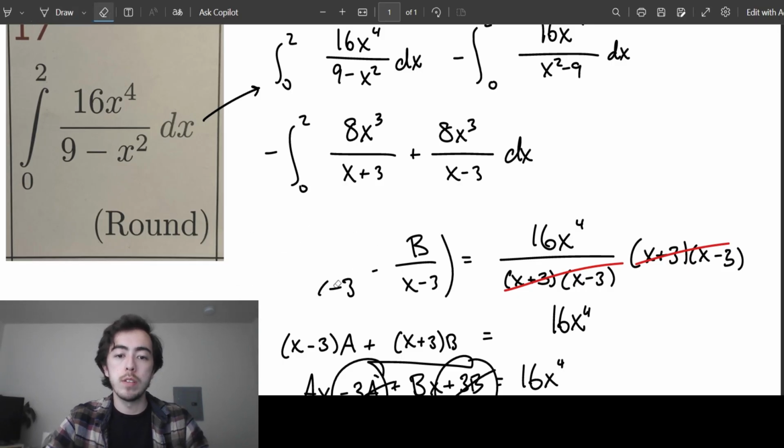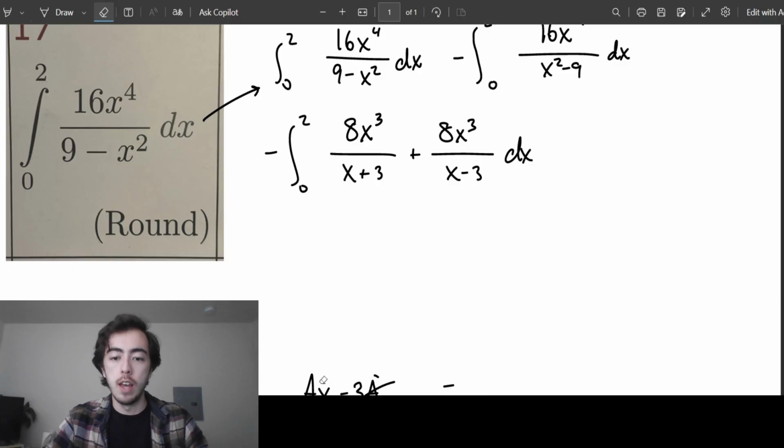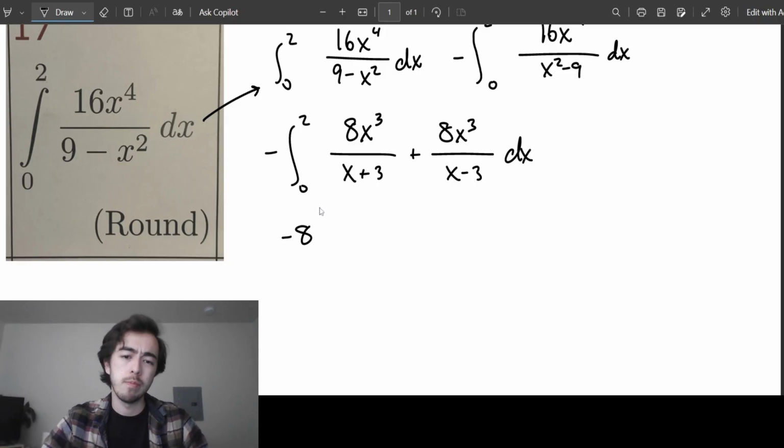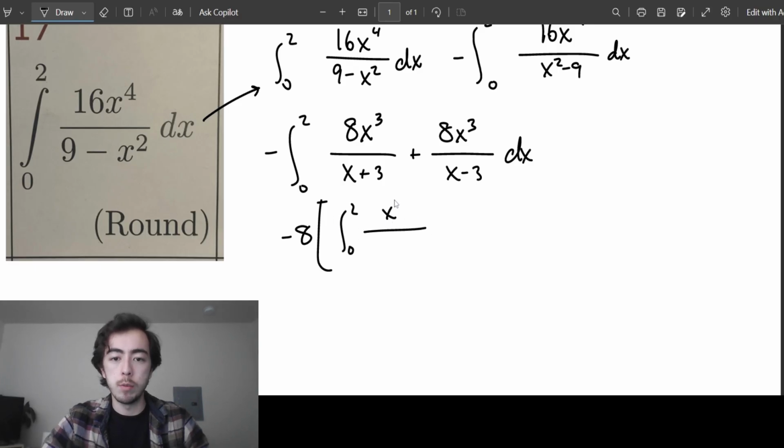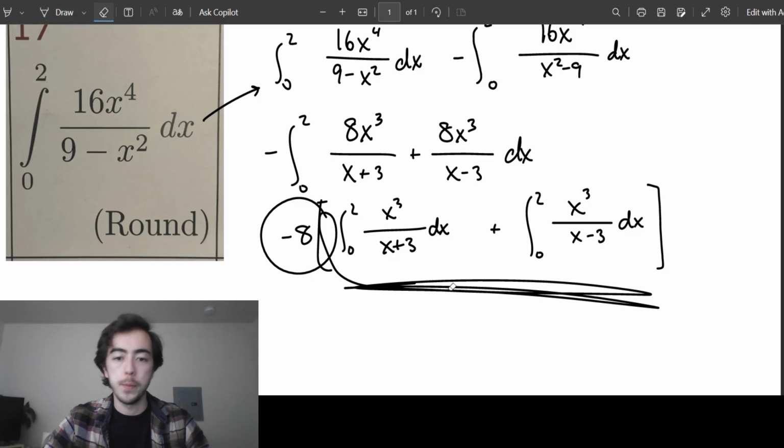And maybe one more thing we could do before trying to solve these integrals is we could factor that 8 out from both of our fractions. And then since it's just a coefficient, we can factor it out of our integral. And so I could do a -8 out front. And maybe at this point, let's split our integral into the first one, which will be x cubed over x plus 3 dx. And then our second one, integral still from 0 to 2, x cubed on top, x minus 3 on bottom, dx. Close that bracket because I want to multiply 8 by whatever this is.